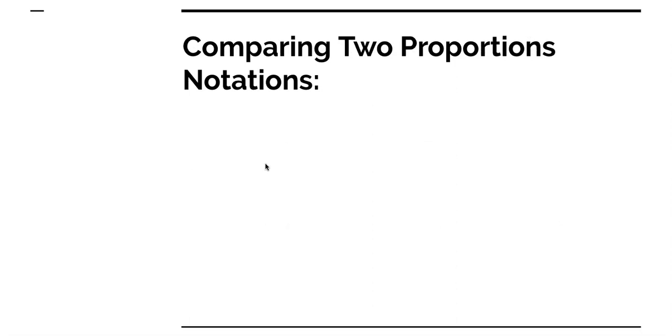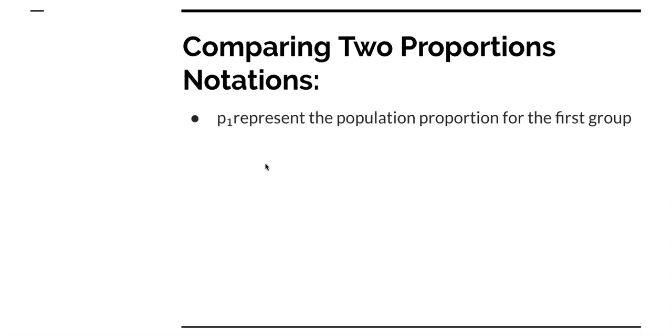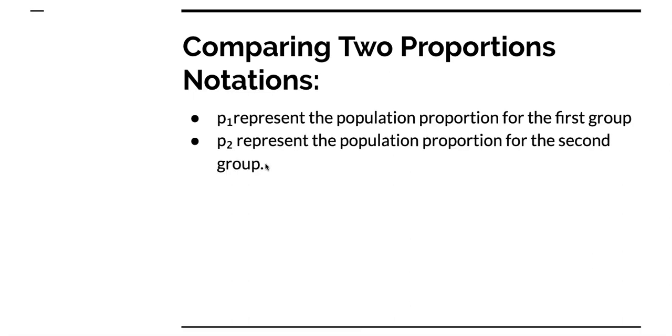Before I get started with comparing proportions, let me give you some notation. The first notation is little p, which, as you know, represents the population proportion. Since I'm working with 2 proportions and 2 populations, we're going to have little p1 and little p2. P1 represents the population proportion for the first group, and p2 represents the population proportion for the second group.